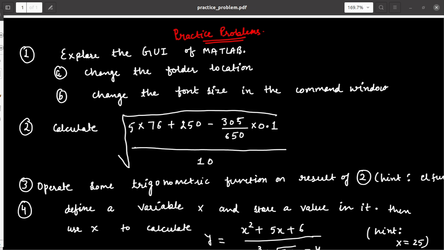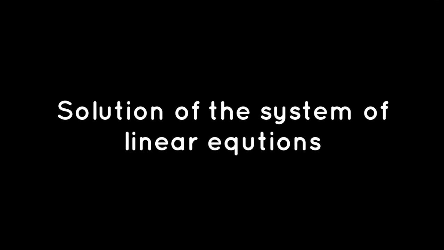In the last tutorial, I solved some of the practice problems by using the concepts I have discussed till now. Along with that, I introduced the disp command, which can be used to display the result in the command window as per requirement. Till now, we have seen how to create vectors and matrices in MATLAB and performed different operations on them. In this tutorial, I am going to discuss how we can use these operations to solve a system of linear equations. Let's get started.